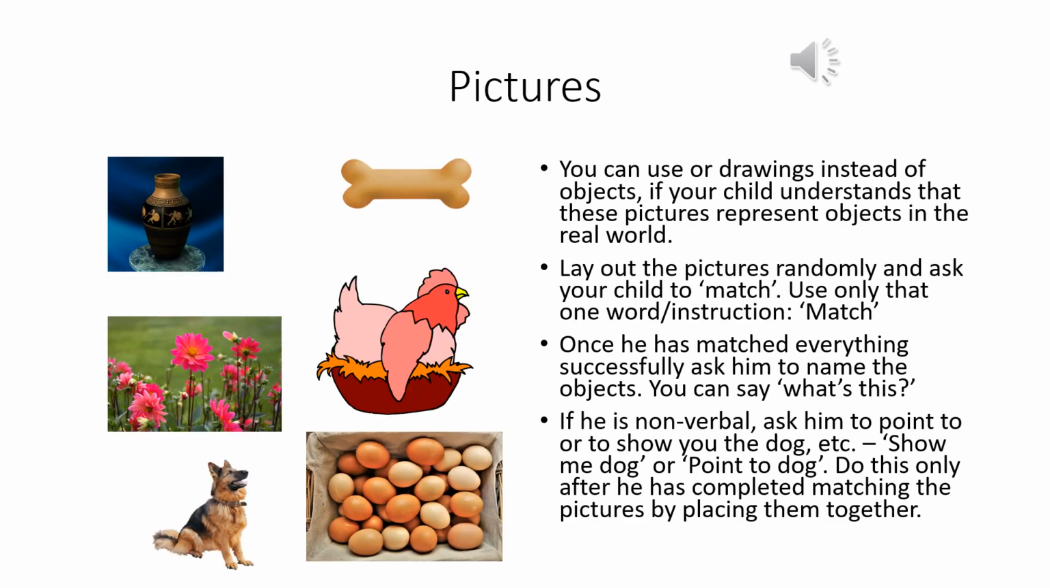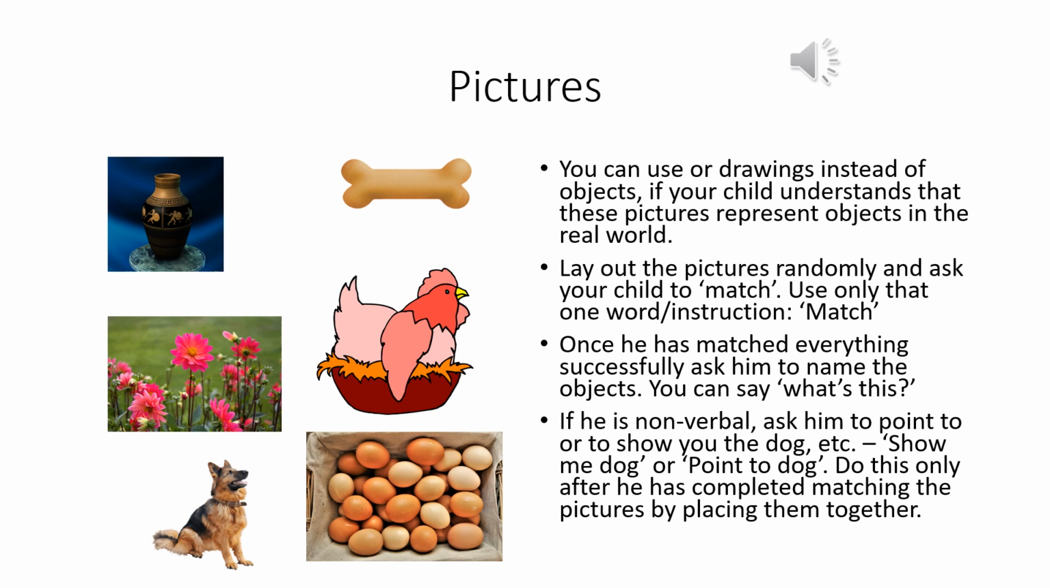The other way to do it is to use pictures or photos instead of real objects, and you would do this if your child understands that a picture or a photo represents an object in the real world. You would lay out the pictures randomly and then ask your child to match. Use only the one word or instruction, which is to say match. Once he has matched everything successfully, you could then ask him to name the objects.